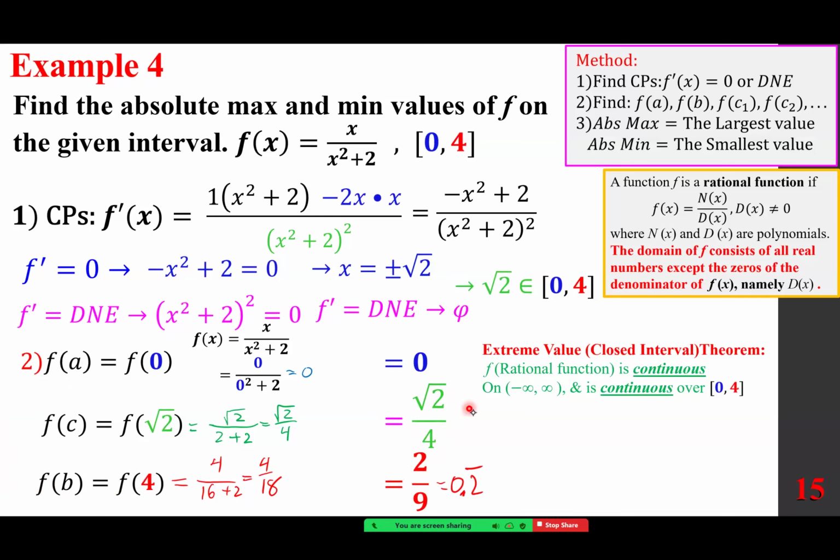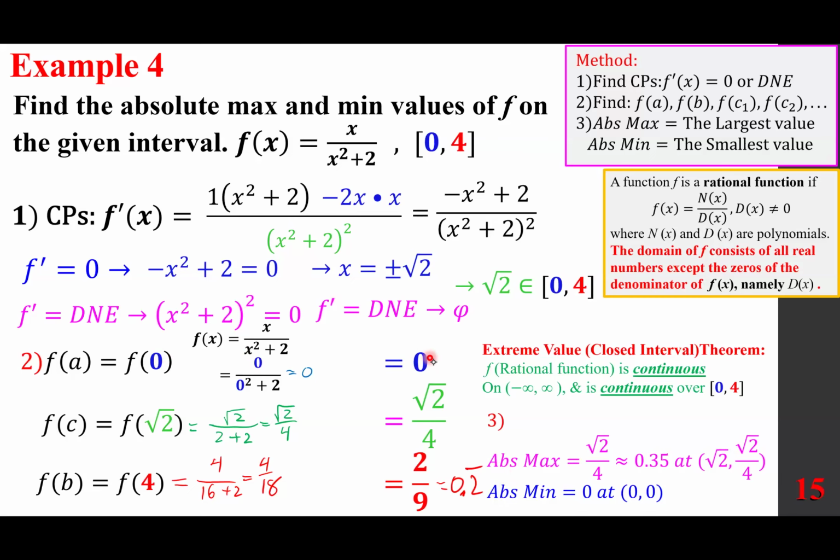This is the largest value, this is the smallest value. The way we write it, absolute max, square root of 2 over 4, which is almost 0.35, an approximation, at this pair, square root of 2, comma, square root of 2 over 4. And absolute minimum is 0 at this pair, 0, 0. So it's pretty straightforward, everybody.